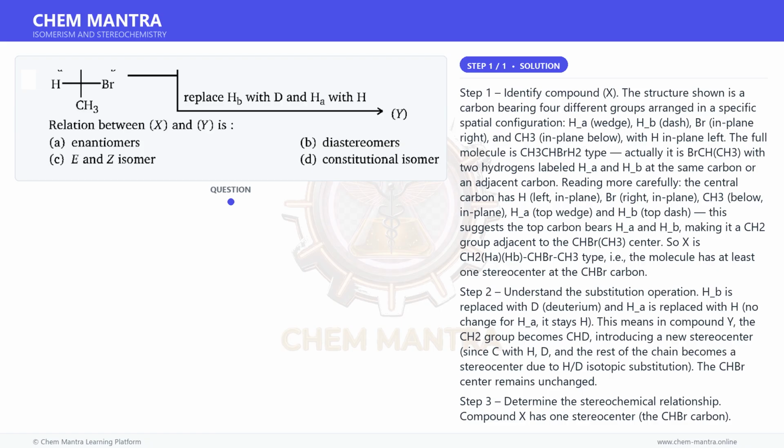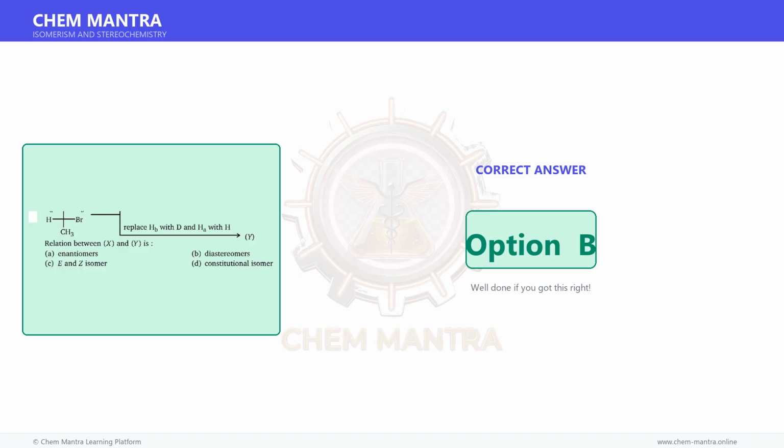H and D are isotopes of hydrogen, same element for connectivity purposes, but the compounds are still considered the same constitution. Since they are stereoisomers, not constitutional isomers, that are not enantiomers, they must be diastereomers. Therefore, the correct answer is option B.